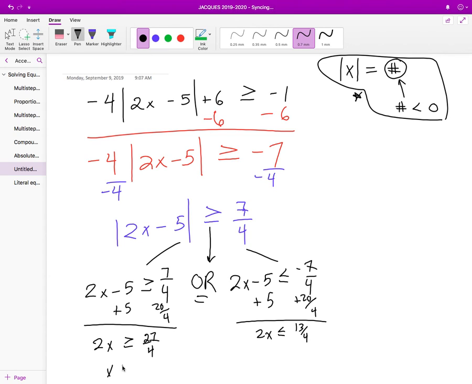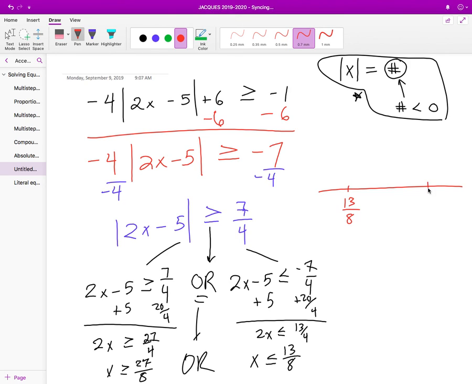Divide by 2. We get 27/8 on that side, and the or stays with it. x is less than or equal to 13/8. And when I go ahead and graph this inequality, we have two parts. We have 13/8. We have 27/8. They're both solid circles. Less than 13/8 is an arrow pointing this way, and greater than 27/8 is an arrow pointing that way. So this is the whole graph, and the solution set is down here.